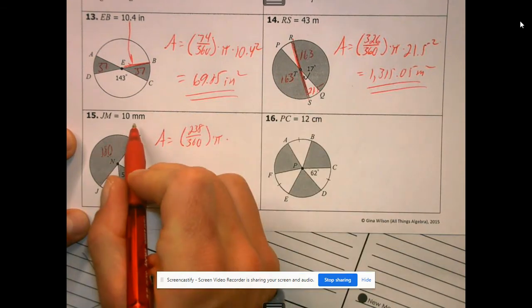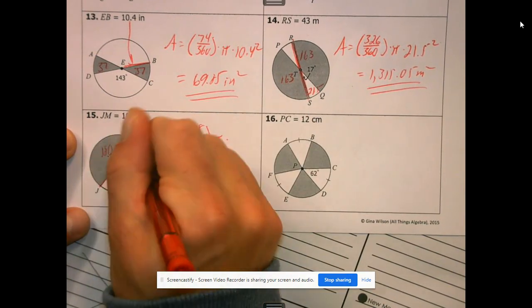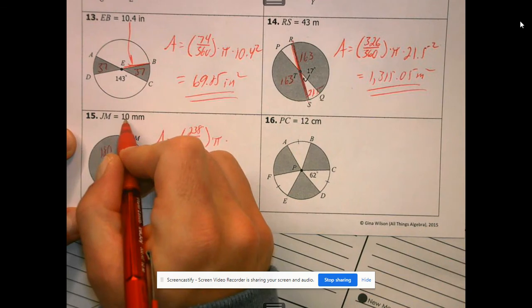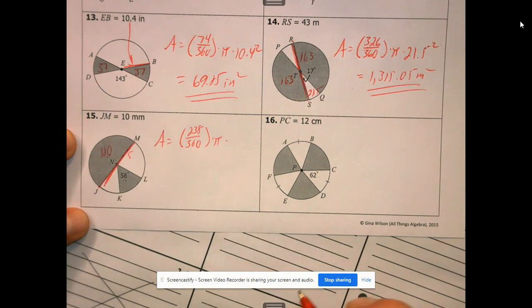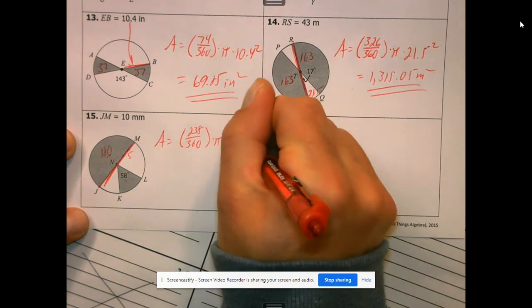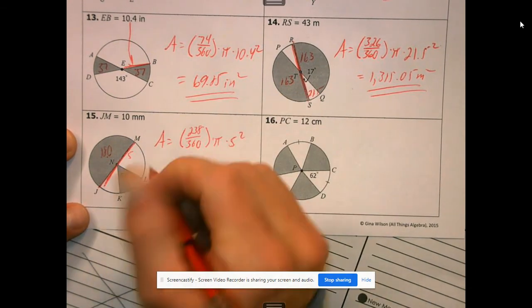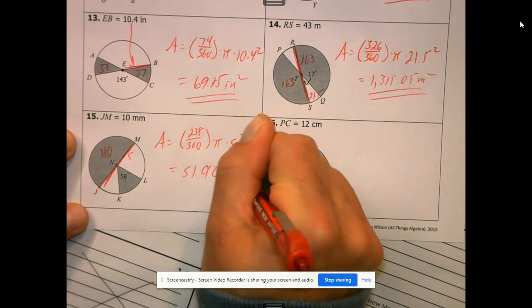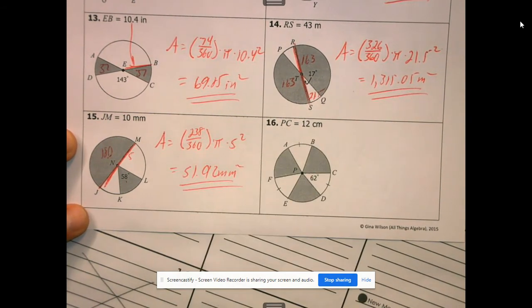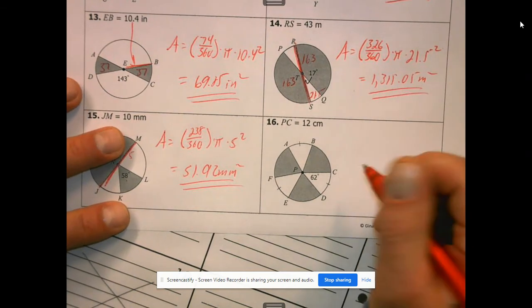All right, is J to M a radius? Well, J to M goes all the way across, right? So cut that in half to get radius. Half of 10 is 5. So 5 is your radius. Plug it in. Don't forget to square it. Type it in. 51.92 square millimeters.